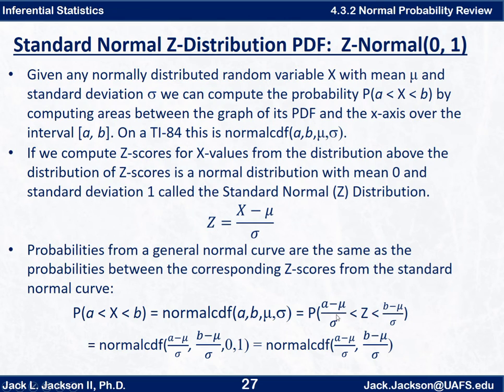So in other words, (a minus mu)/sigma is less than z, which is less than (b minus mu)/sigma. And we find this probability from a standard normal. So we do normalcdf((a minus mu)/sigma, (b minus mu)/sigma, 0, 1). If we know it's a standard normal, we can leave off the 0, 1 on a TI calculator and just write it like this last one here.